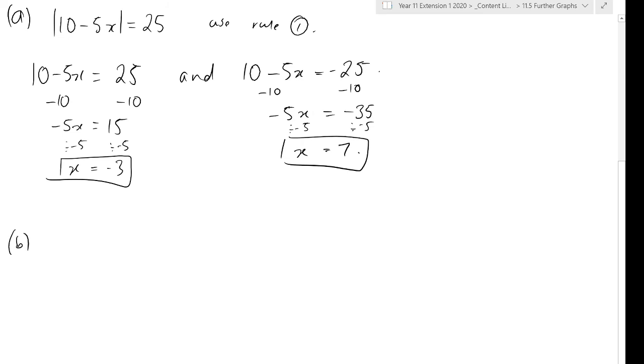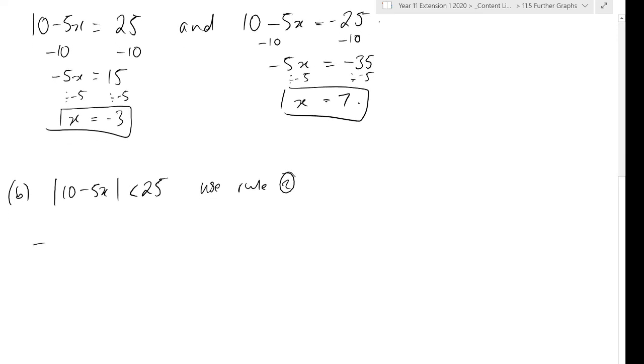Okay, part B was then to solve it. So the absolute value of 10 minus 5x, but this time, instead of being equal to, it's less than 25. So we're going to use rule 2 for this one. That is, we're going to rewrite it with f of x in the middle. So we're going to write it as negative 25 is less than our function, 10 minus 5x, which is less than 25. Okay, so it's in between the two values. We're going to solve it like we did with this other one as well.